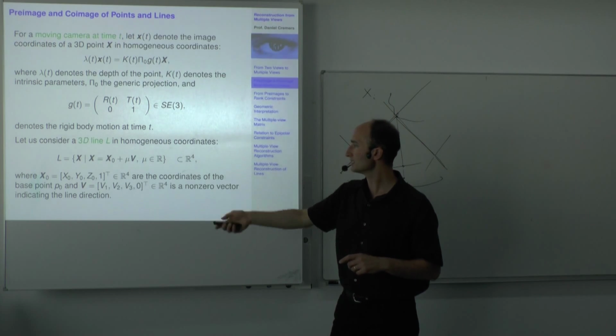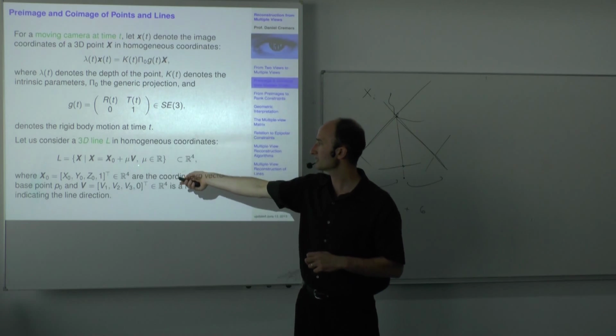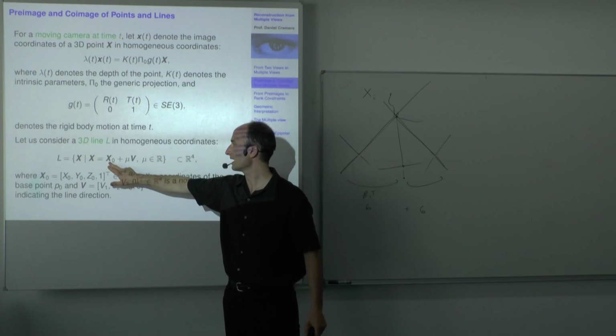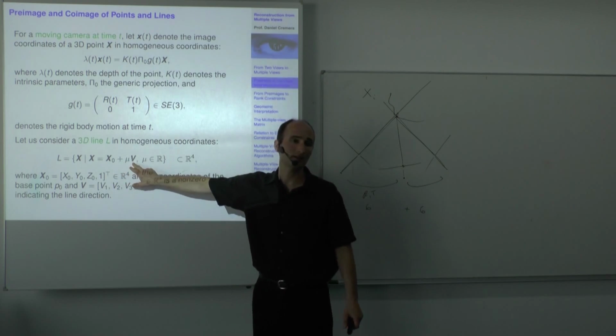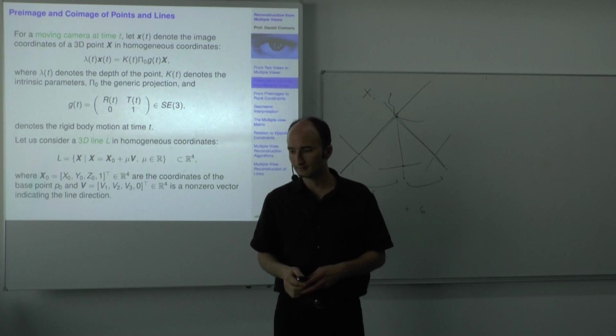And this vector v is the direction of the line. So this is a representation of the line. I parameterize the line with a base point and an offset vector. The base point is x0, the offset vector is v.